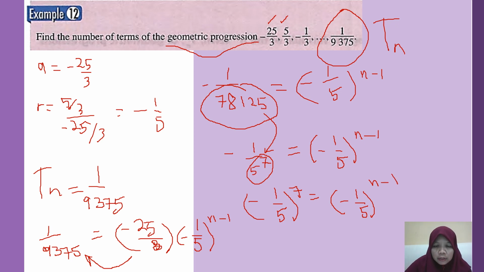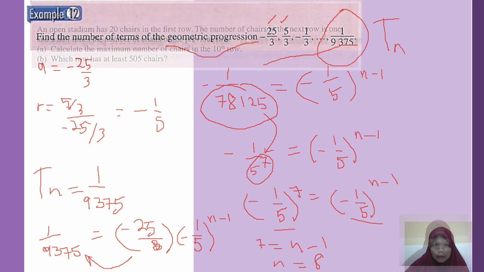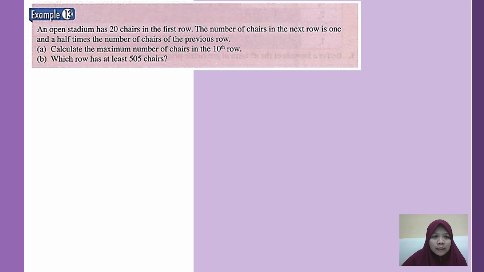Now, if you can see here, this is the same, so you can compare both sides. So 7 is equal to n minus 1, then n is equal to 8. So the number of terms for this GP is 8 terms. Now let's try example 13.